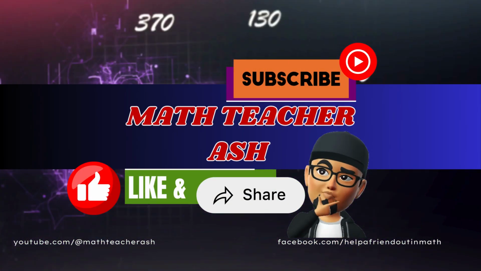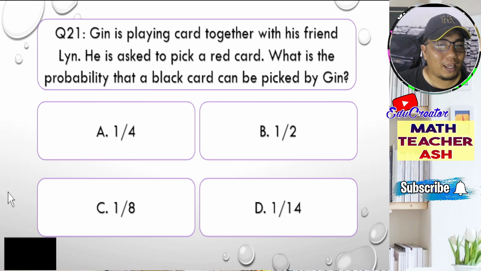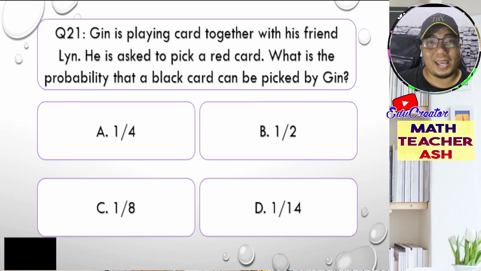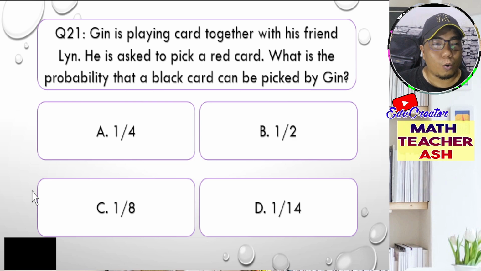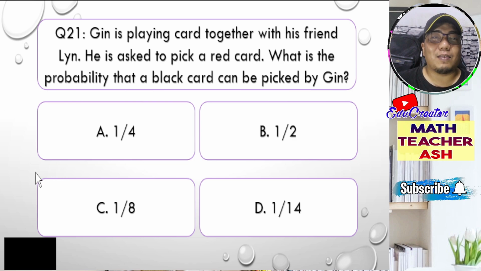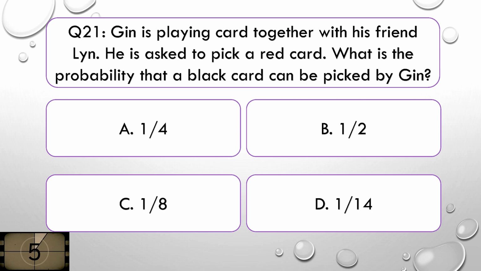Now let us go to question number 21. Jin is playing cards together with his friend Lin. He is asked to pick a red card. What is the probability that a black card can be picked by Jin? Is it A, 1/4, B, 1/2, C, 1/8, or D, 1/14? Okay, I'll give you 5 seconds to think about your answer.